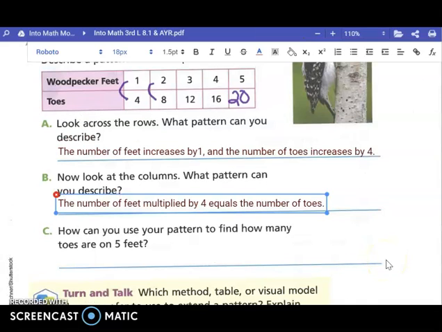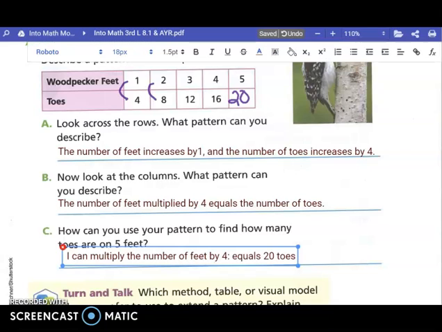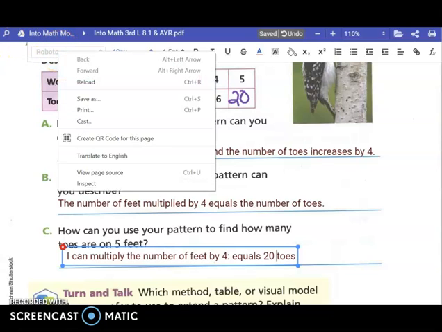How can you use the pattern to find how many toes are on 5 feet? What did we say up here? The number of feet multiplied by 4. So I can multiply the number of feet by 4, and that is 20. So 5 feet would equal 20 toes. Okay, they thought that looked confusing, so I added equals 20 toes in there for you at home.